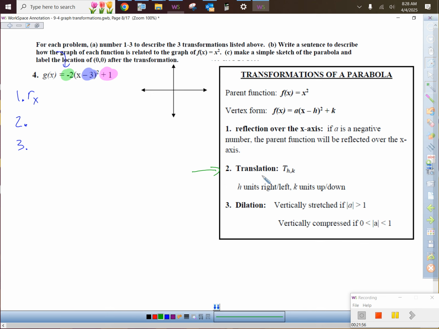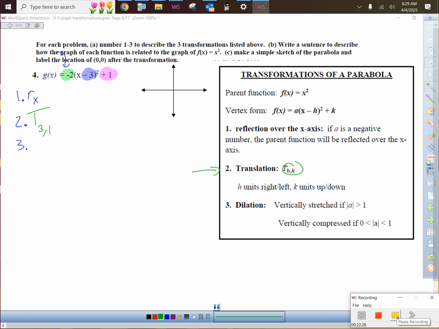The translation thing, right? So translated, how do you move? H comma K, right? If you can identify H and you can identify K, that's a freebie. What do you want on this one? 3 or -3? Opposite game, right? And then 1 or -1. What you see is what you get. Cool. That means 3 units where? 3 units right, 1 unit up.